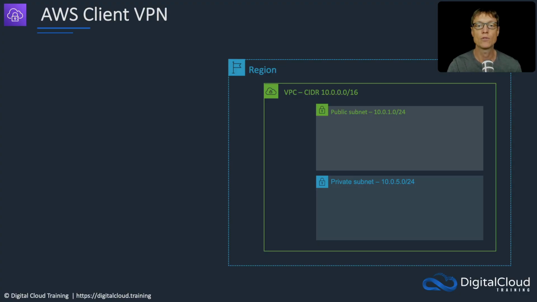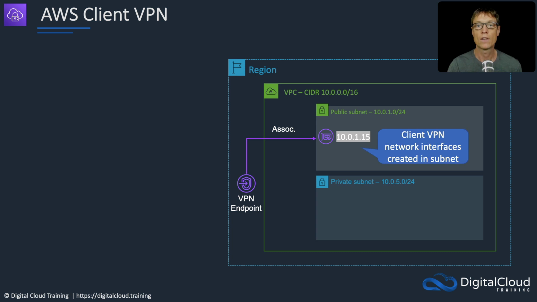So let's look at how you set them up. So here we have a region. In that region, we have a VPC with a couple of subnets. Now, we create a VPN endpoint, and the VPN endpoint is associated with subnets. So the client VPN network interfaces are created in the subnet. And that is the method by which the VPN connection is then able to communicate with resources in the subnets, because there is an association between this network adapter that's provisioned into the subnet and the VPN endpoint.